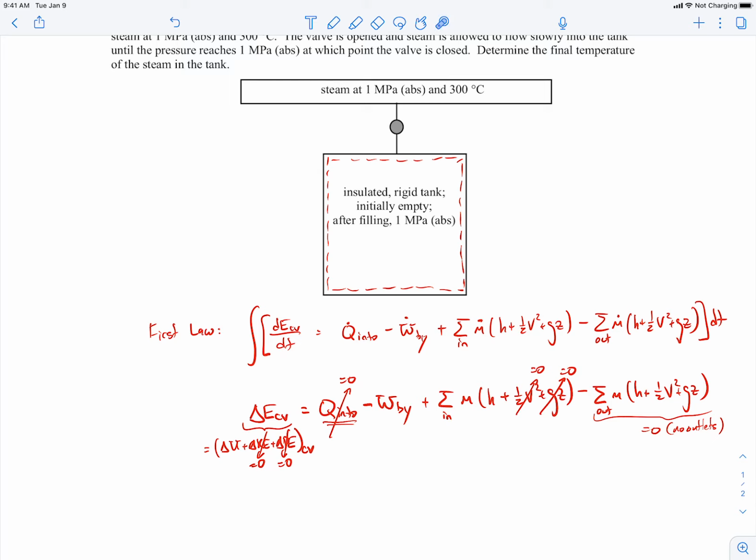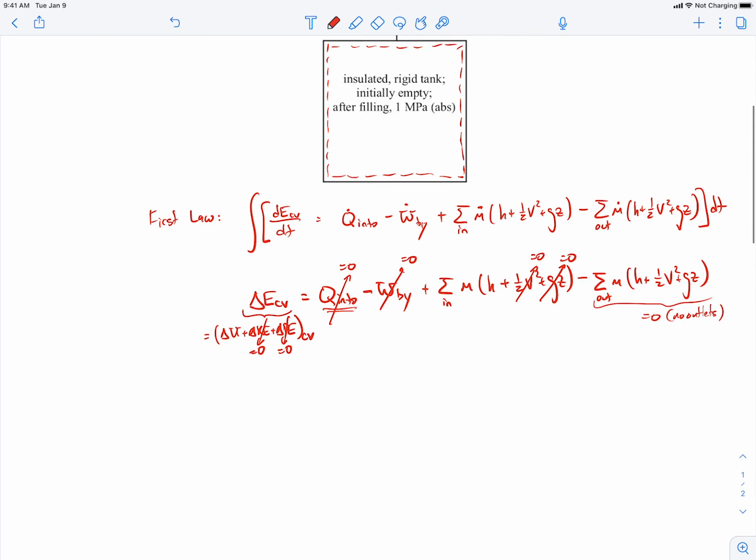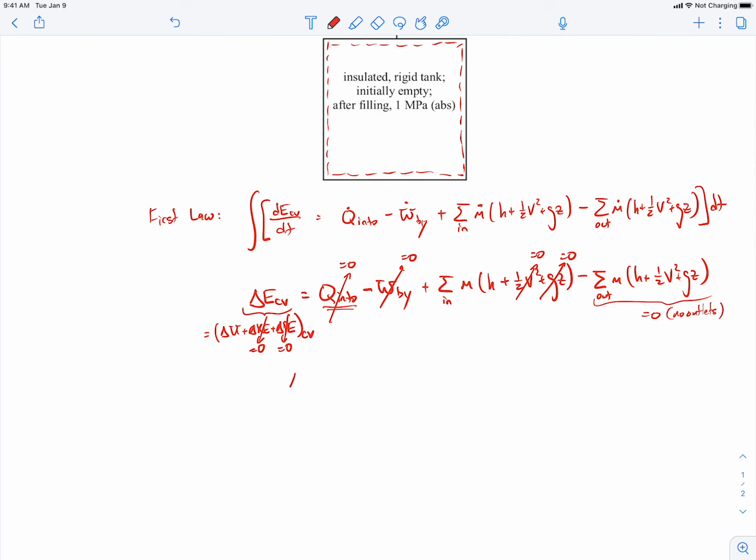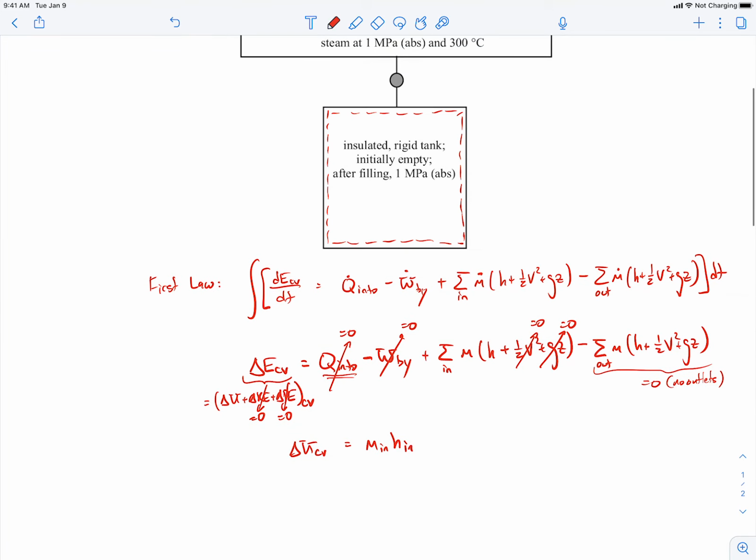And the work done by the control volume on the surroundings is 0 because there is no rotating shaft. It's a rigid tank, so there's no PDV work. There are no springs, no electricity, that sort of thing. So that's 0. When we simplify this, the change in internal energy inside the control volume is equal to the mass coming in times the specific enthalpy coming in. The inlet is right here.